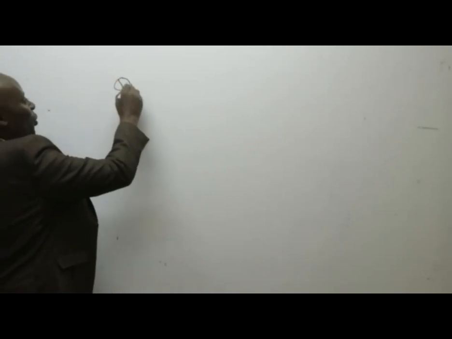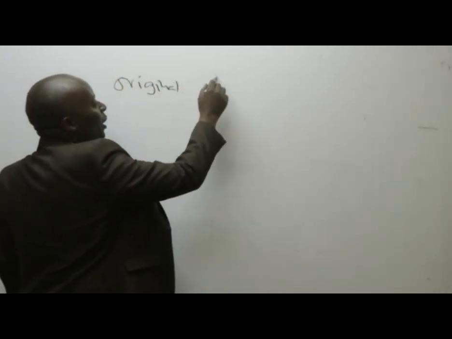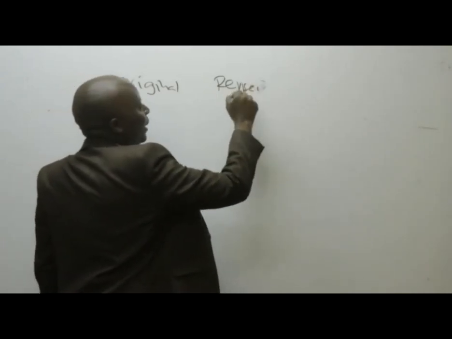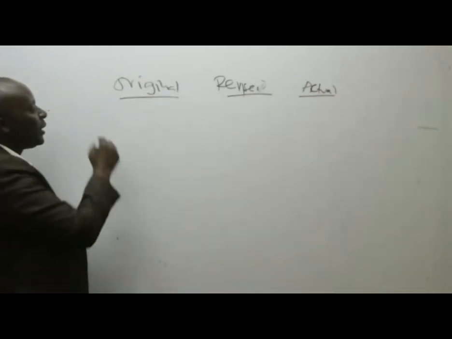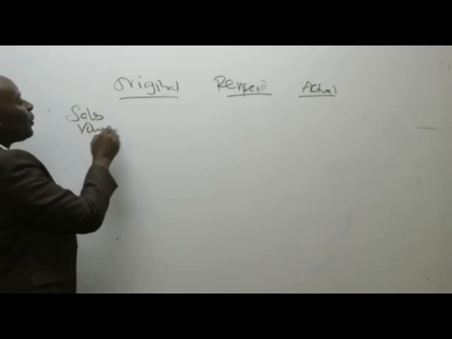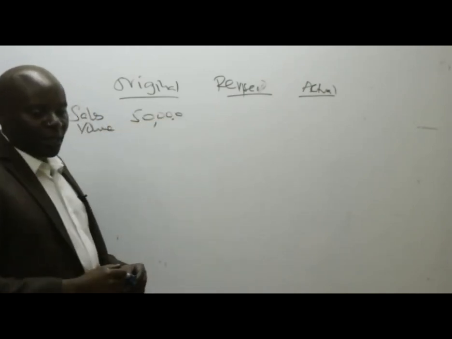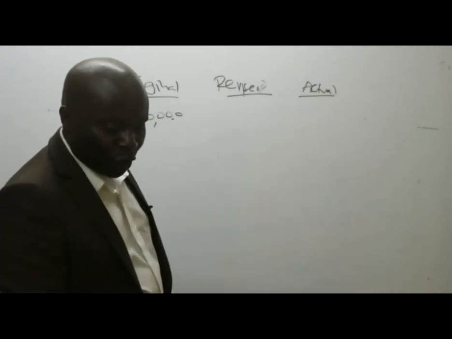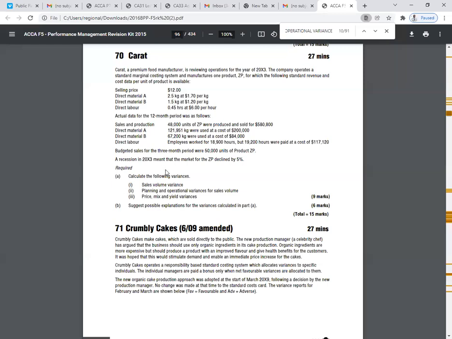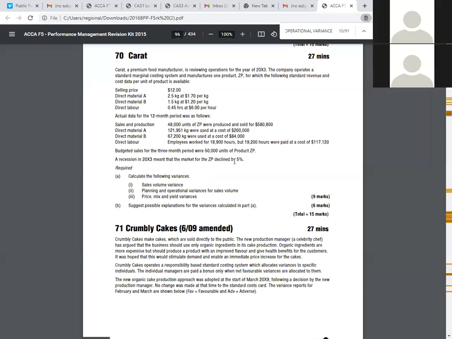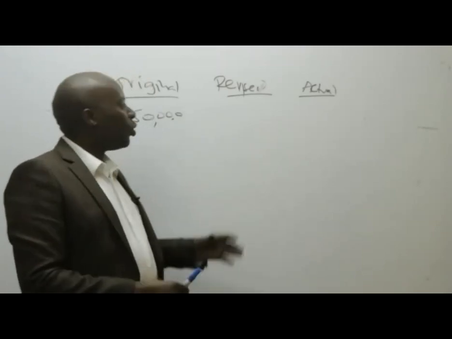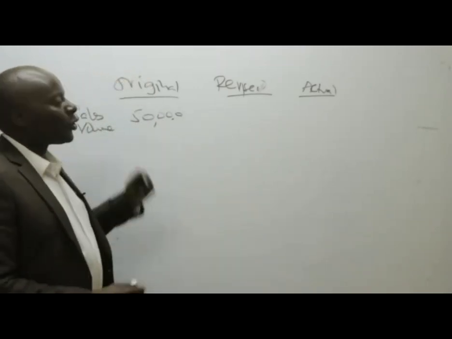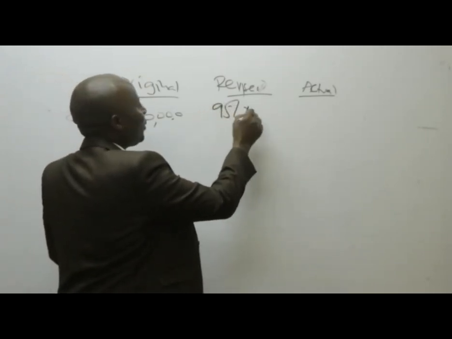So basically, we had our original budget. But because of Corona, we had to revise the budget. So revise the budget. And then, of course, we have the actual. So in this particular case, the original budget in terms of sales volume, we had 50,000 originally. But now something has happened. Ladies and gentlemen, something has happened here. They told us a recession in 2013 meant that the market for ZP declined by 5%. So if the market declined, it can only be wise of us to also revise our budget. We can't work with such a high budget. So the revised budget here will be 95% of 50,000.